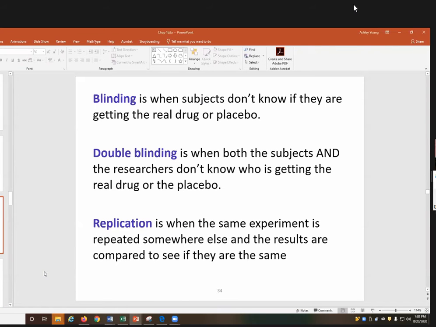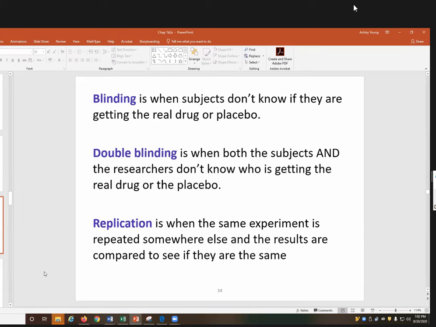Zachary S., go ahead and read. Great. Blinding is when subjects don't know if they are getting the real drug or placebo. Double blinding is when both the subject and the researchers don't know who is getting the real drug or the placebo. And replication is when the same experiment is repeated somewhere else, and the results are compared to see if they are the same. Right.